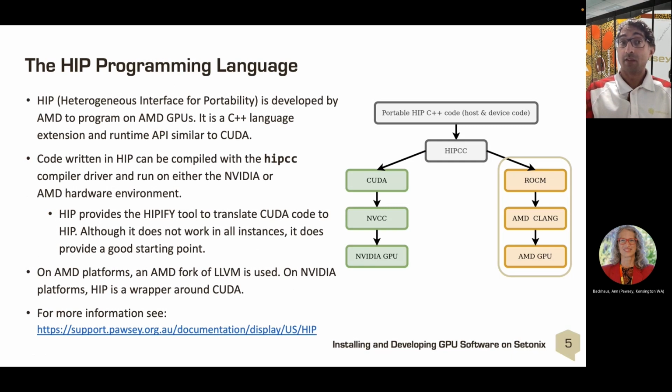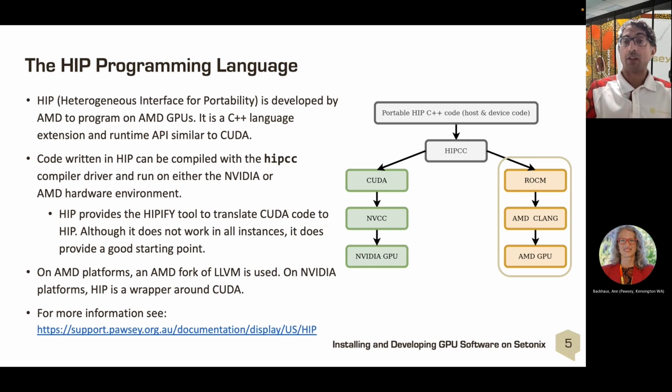So to dive in, I mentioned HIP. HIP is the programming language. It's the heterogeneous interface for portability that has been developed by AMD to help program on AMD GPUs. It is a C++ language extension, and the runtime API is very similar to CUDA. For obvious reasons, it makes it also easy to transition from CUDA to HIP and ROCm as a base. Code written in HIP can be compiled with HIPCC, the compiler driver, and run on either NVIDIA or AMD hardware. So in this case, HIP actually is a high-level interface that can either point to CUDA calls or point to the ROCm runtime environment and ROCm drivers.